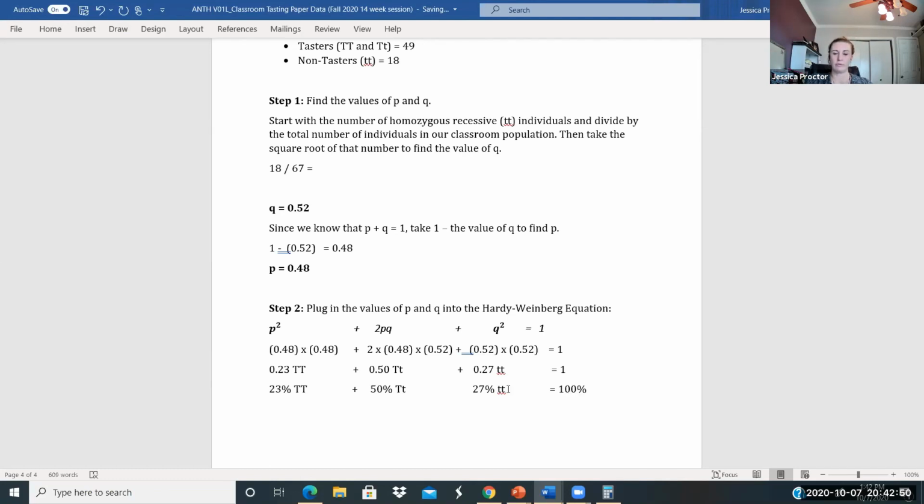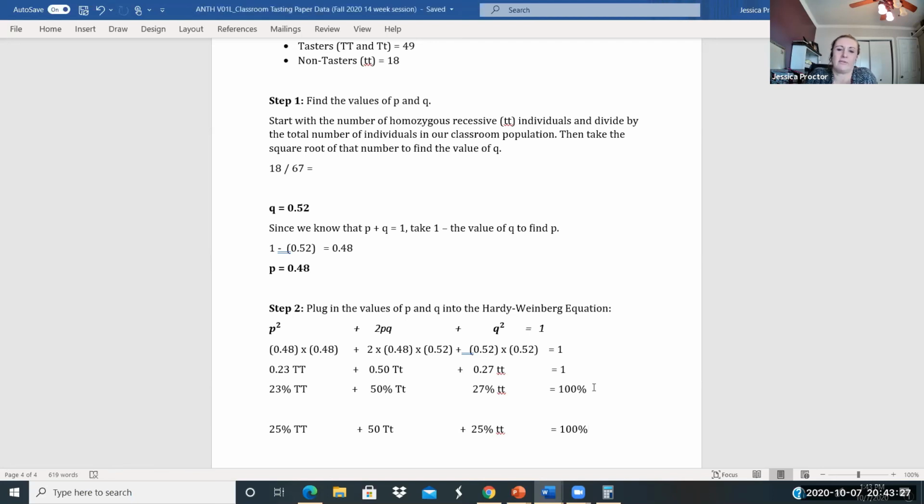Right, so for our classroom, we were actually very close to what we call Hardy-Weinberg equilibrium, especially for this trait. If a population is in Hardy-Weinberg equilibrium, it will look like this. It'll be 25% homozygous dominant, 50% heterozygous, and 25% homozygous recessive. So especially for this trait, for PTC, our classroom population was very close to Hardy-Weinberg equilibrium.